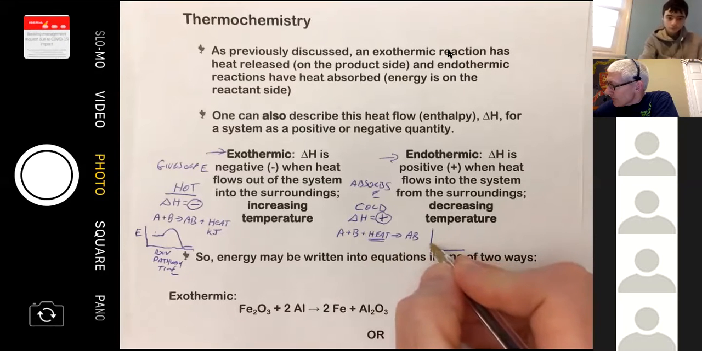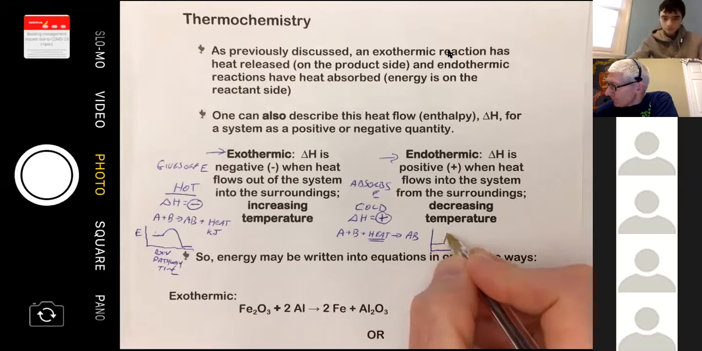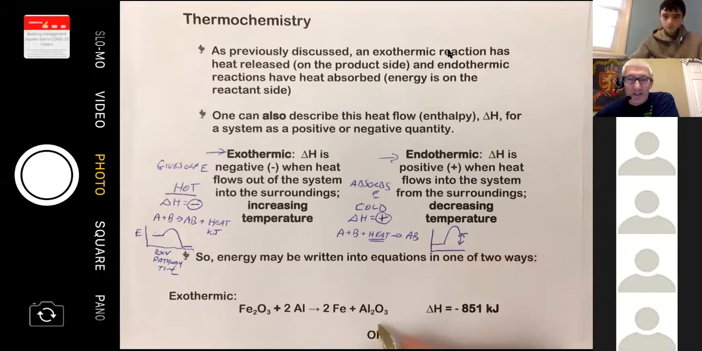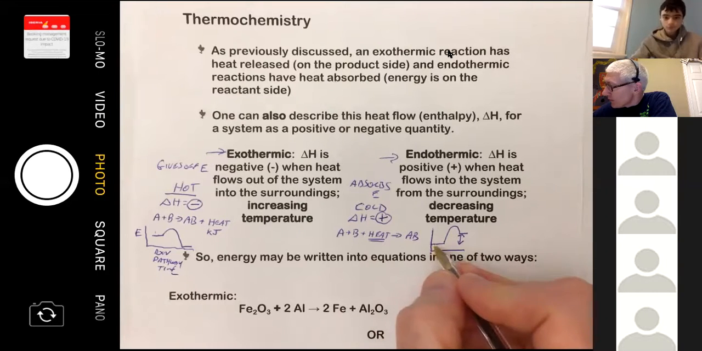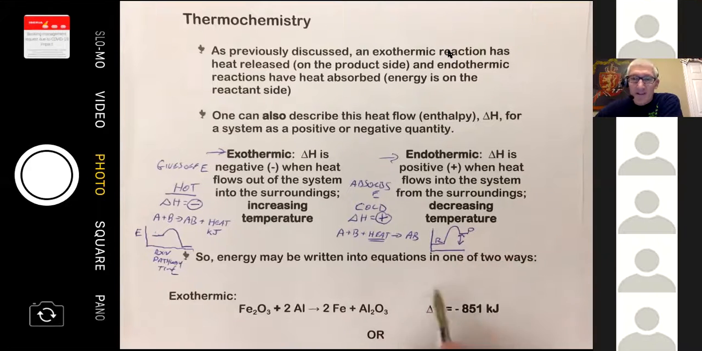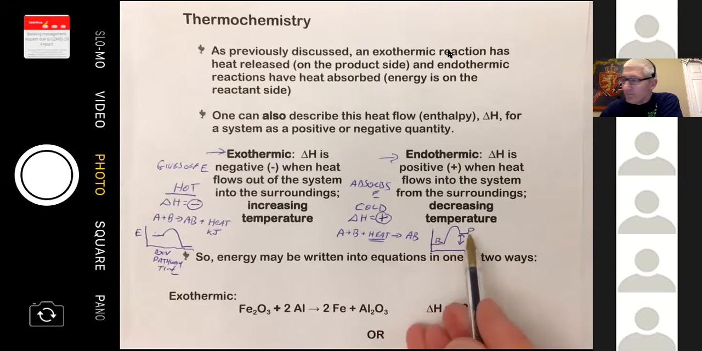For an endothermic reaction, we're going to start out down low. We're going to have to get up and over a pretty big hill, and we get an overall increase in energy, all right? So this would be where our reactants are, and this would be where our products are. And so it is a gain in energy. All right, so let's move on here.